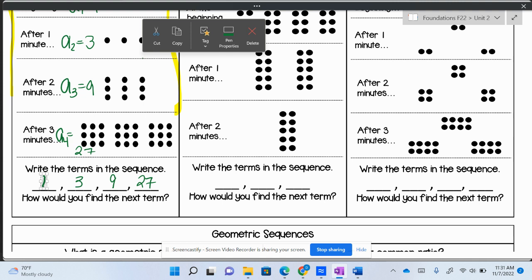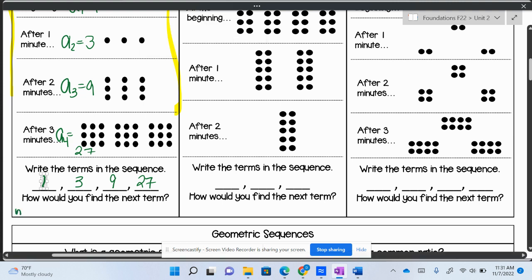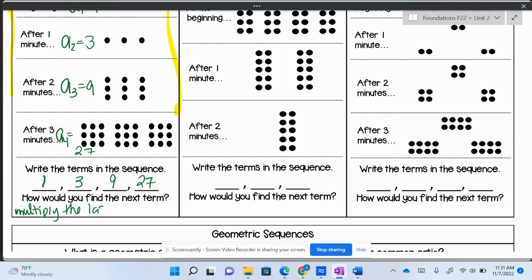So here's what we want to put there. What are we multiplying by? Multiply the last term by 3. We're always multiplying the last term, the one right before. We're always going to multiply the last term by 3. Okay? Does everyone feel okay with that? Can we go to that middle column?